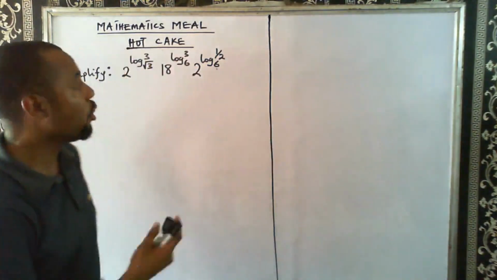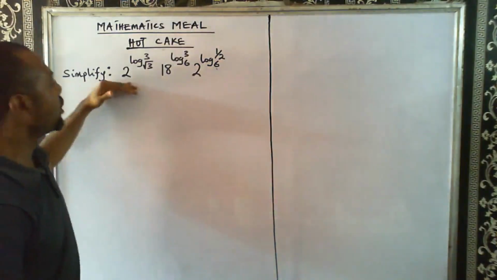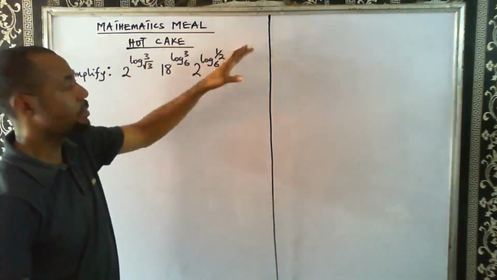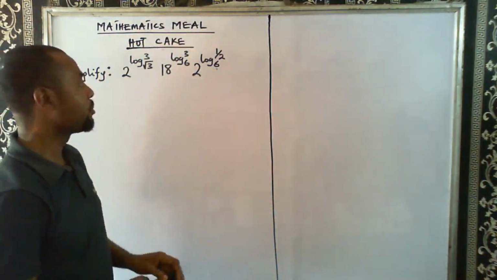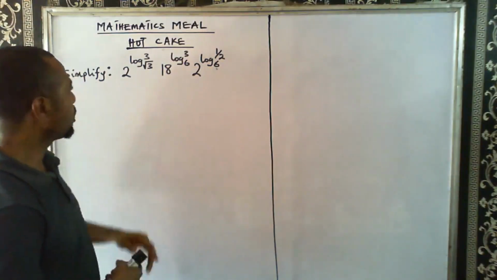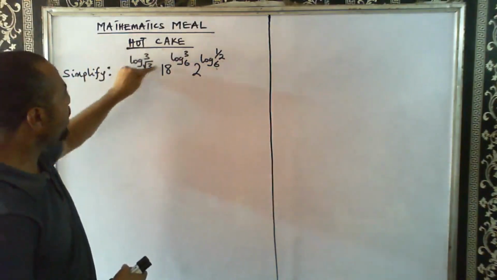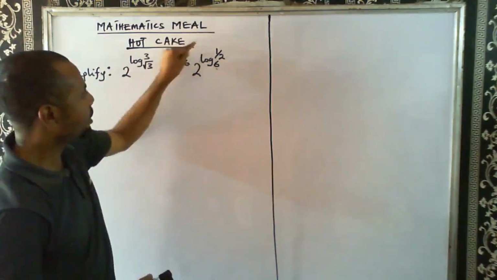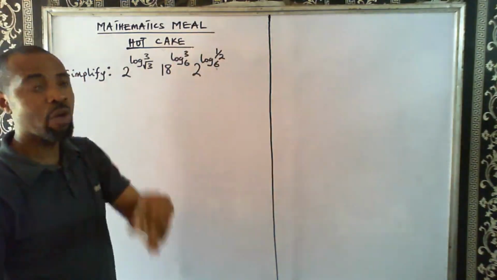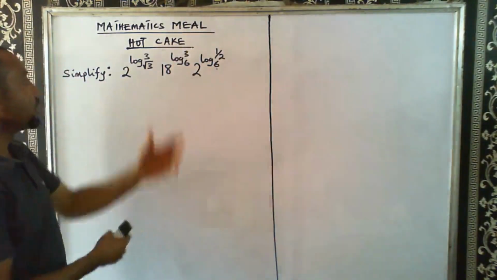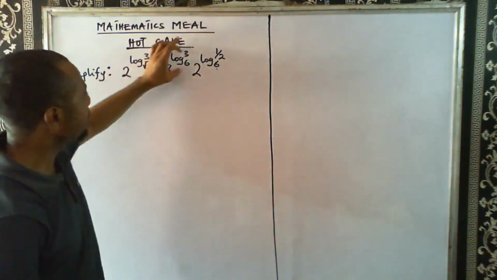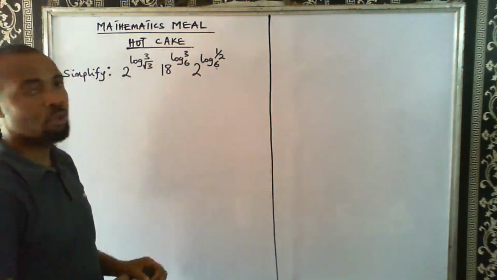Now there is no direct law of indices that we can apply here to combine all these powers. So we need to think outside the box. The major problem we have in this question are the powers. If we can simplify these powers, then we will not have problem trying to simplify this question. So we will look at the powers and see how we can deal with them.